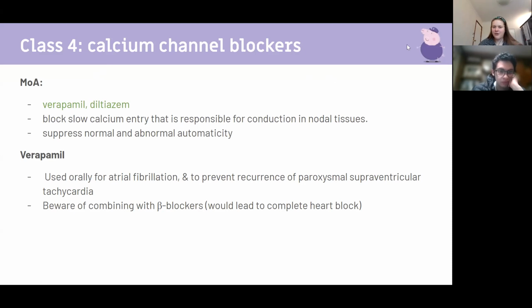Also used for AFib. But the biggest thing with calcium channel blockers is that you can't combine them with beta blockers. Because if you use both of them, they'll actually lead to heart block because their effects are too much. They both work on slowing down generation of the impulse.